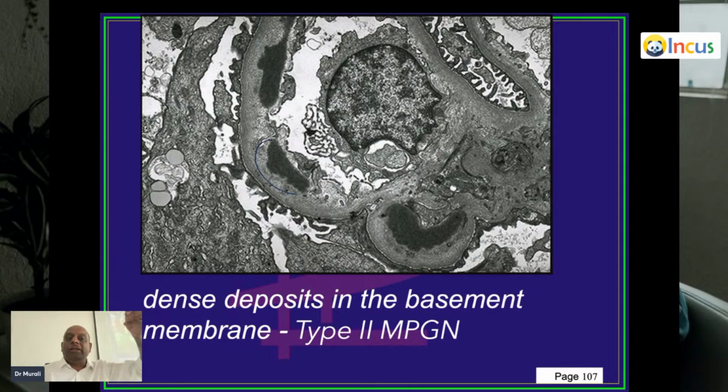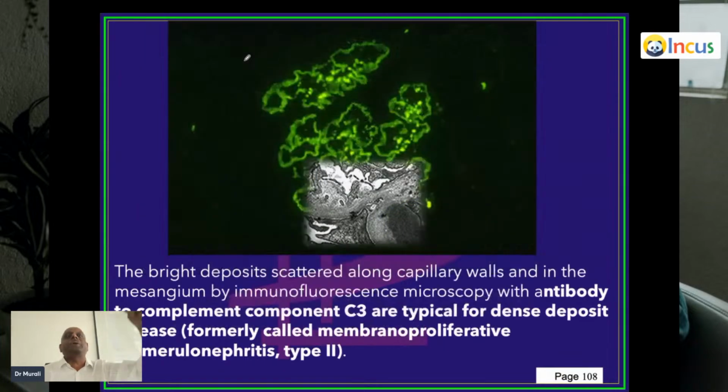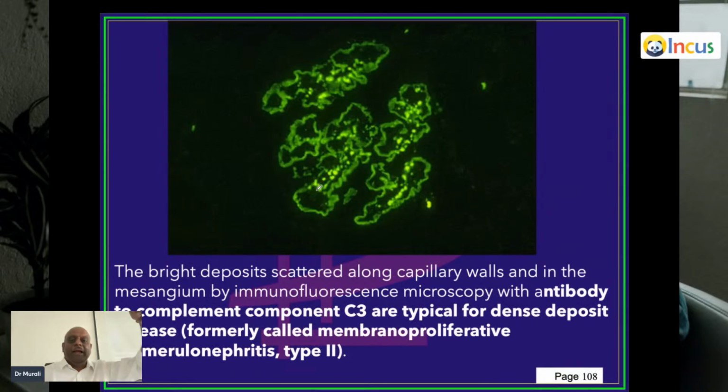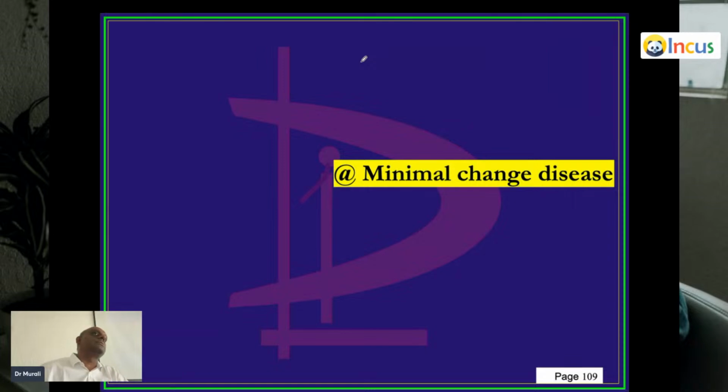Then all the deposits are intramembranous, directly in the GBM. Intramembranous deposits are classical. And this is another example of intramembranous deposits in case of type 2 MPGN. Finished.